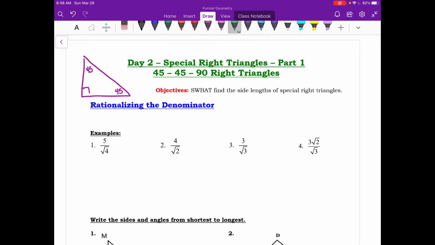To get rid of that radical at the bottom, that's a square root of 4, the first thing I could do is simplify that. Square root of 4 is just 2. So I have 5 over 2.